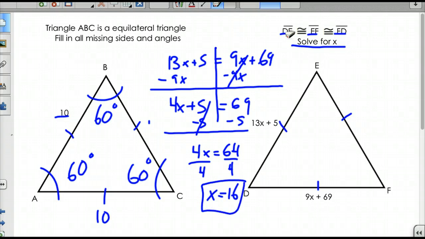Now, did we even do that right? Well, if you plug in 16 for x on both of these, you should get the same number. I suggest trying it to see if we even found the right number.